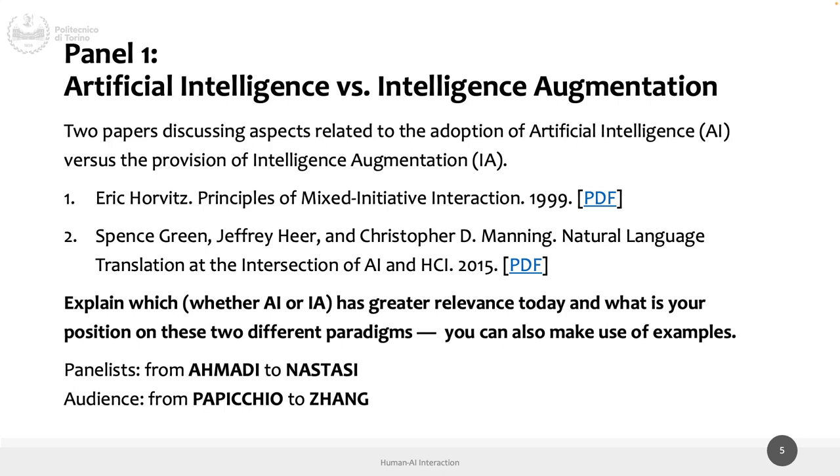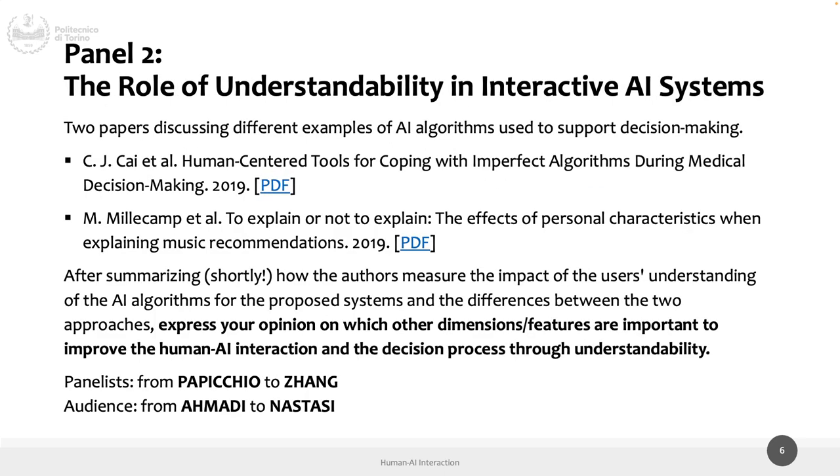And as you can imagine, we switch roles for the second panel. So for the second panel, panelists are Papicchio to Zhang, and everybody else is audience. So Papicchio to Zhang needs to read these other two papers. Again, PDF direct. And this is about the role of understandability, which is somehow connected to explainability in interactive AI systems.